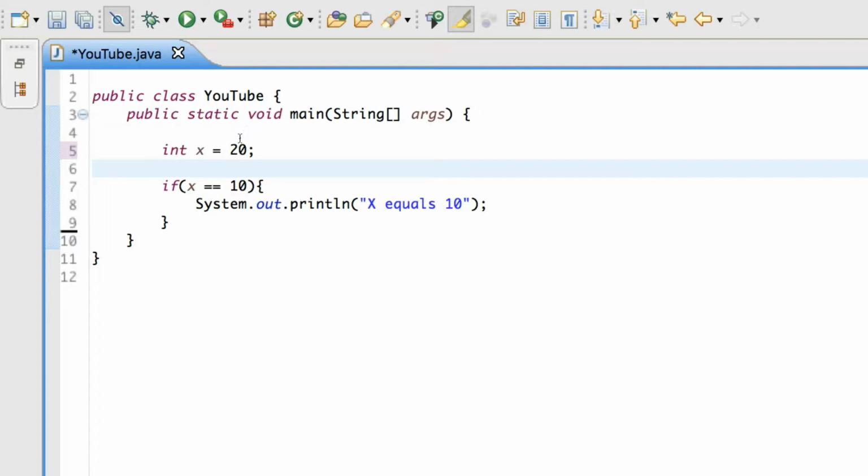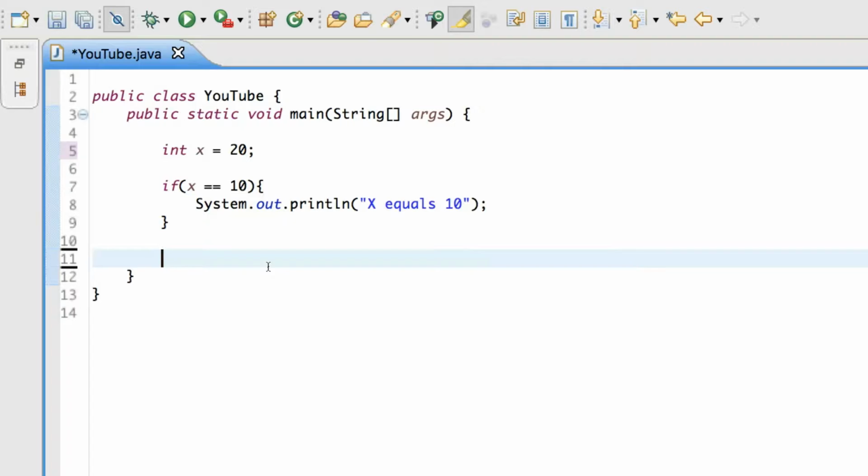Well, the computer is going to recognize that x equals 20, and it's going to run through this if statement, if x equals 10, and we know that that's not true. So it's going to kick out of the if statement, and then it has nowhere else to go. It's going to say, well, that's not true, so where do I go now? So we do this by writing an else statement.